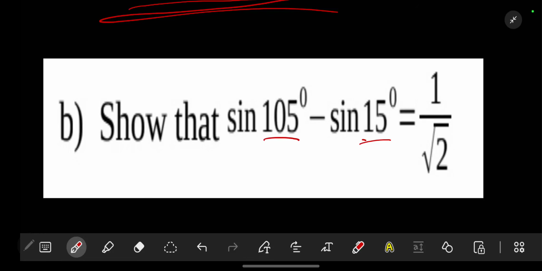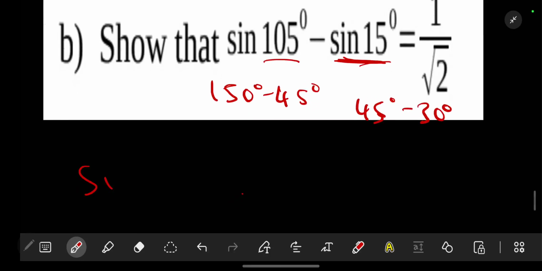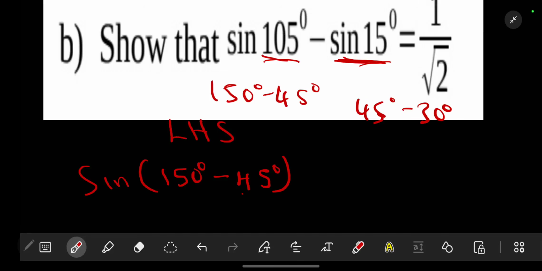In this case, using 150, let's say you say 150 degrees minus 45, you are going to get 105. Using sine of 15 is the same as 45 degrees minus 30. That means you haven't changed anything because it will give you a 15. So this gives us the sine of 150 degrees minus 45 degrees, which will give you the sine of 105. So you are showing, using the left hand side, how to come up with that answer. Then you have minus sine of 15, which is the same as 45 degrees minus 30 degrees, like that.